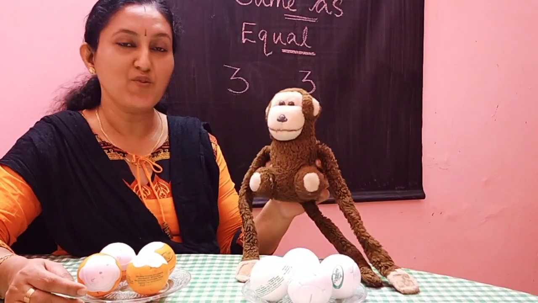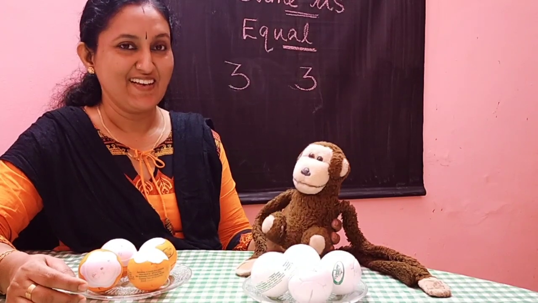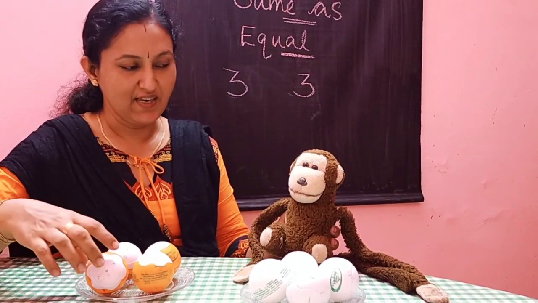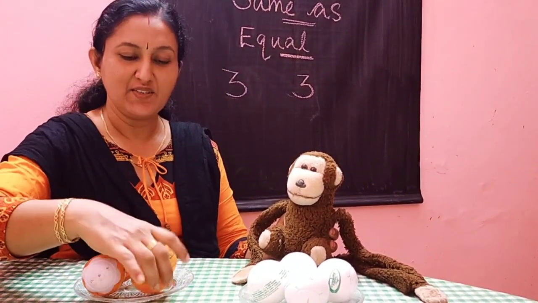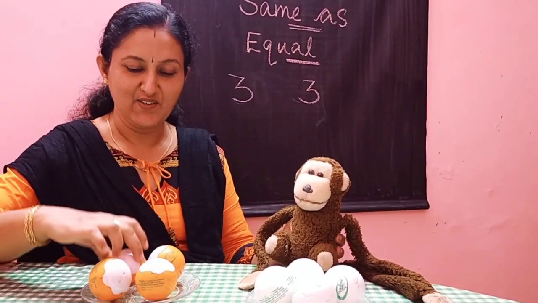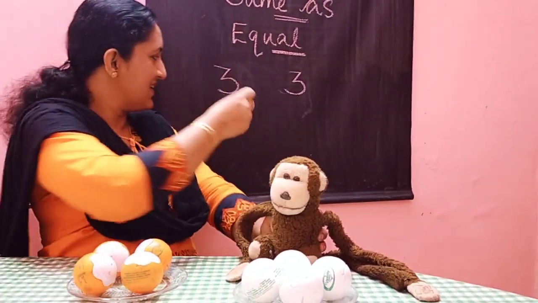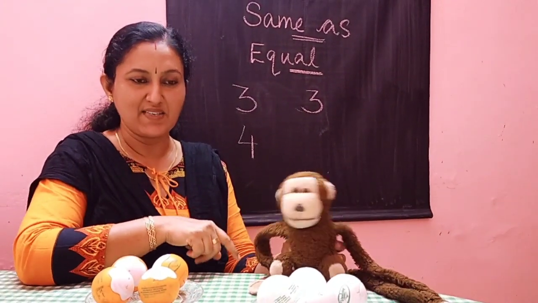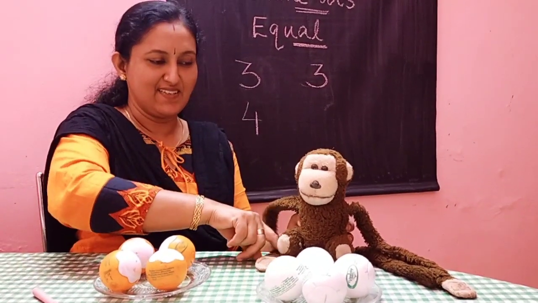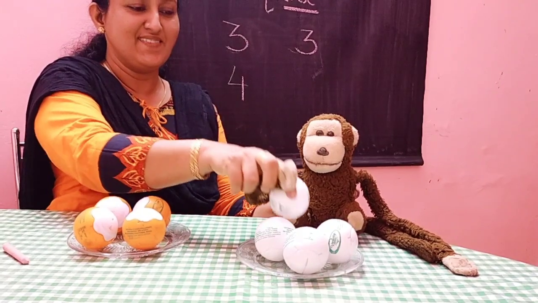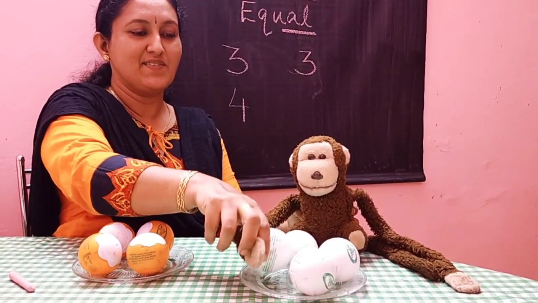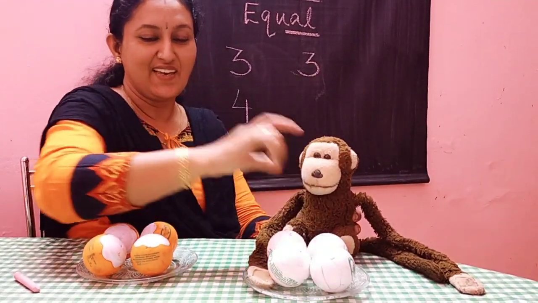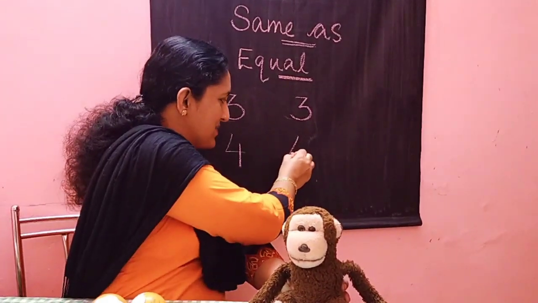Today, Ramu gave me some ice creams. Can you help me to count this? Okay, we can count how many ice creams he gave me. 1, 2, 3, 4. 4 ice creams Ramu gave to me. And he also has some ice creams. Shall we count? Yes. Count, Ramu. 1, then 2, then 3, 4. He also has 4 ice creams.